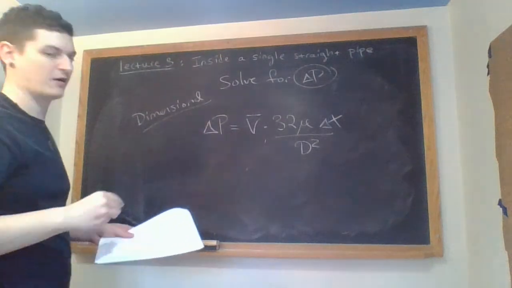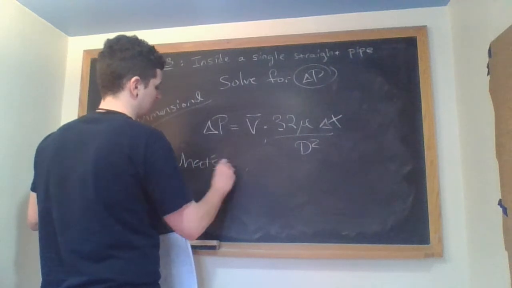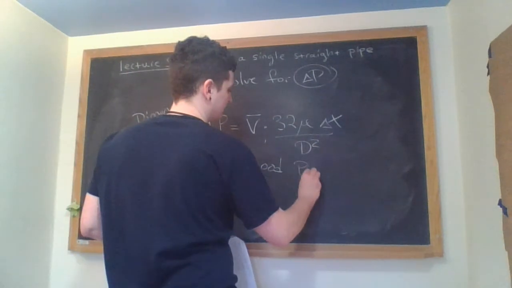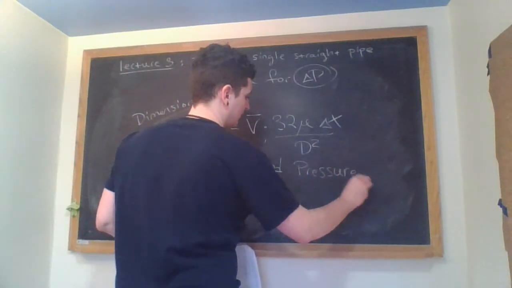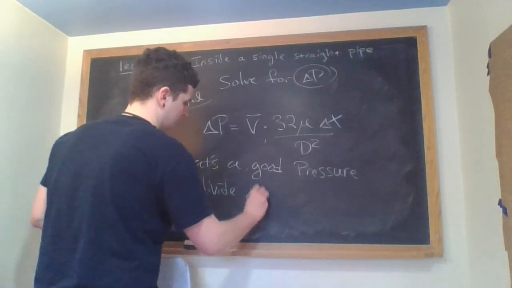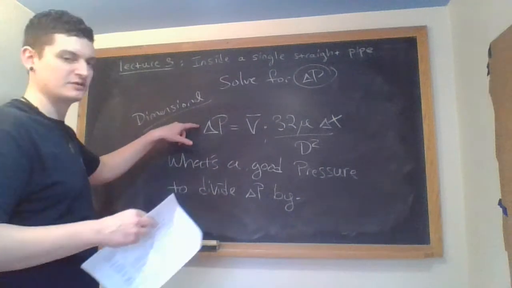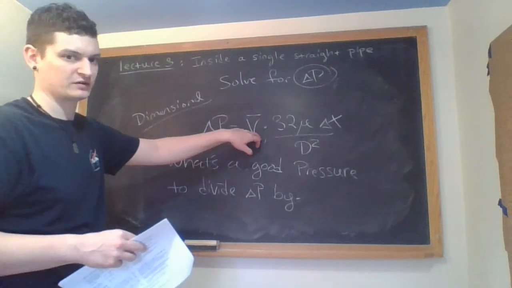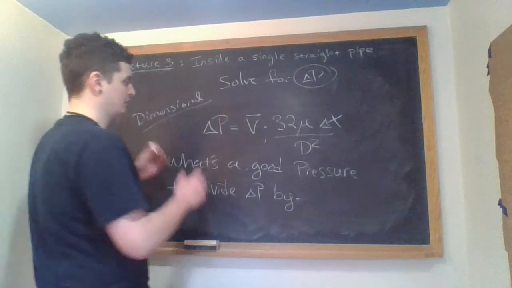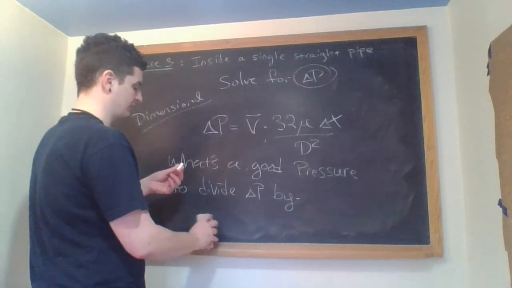Okay, so now we're at the point where I gotta find some pressure. What's a good pressure? So what's a good pressure we should pick to divide this change in pressure to make it non-dimensional? This is pressure and this is pressure because that was all dimensional and works out. But we just want to sweep, right? So we're going to try to figure out a good representative pressure to divide this by to then make our expression non-dimensional and still represent the flow.